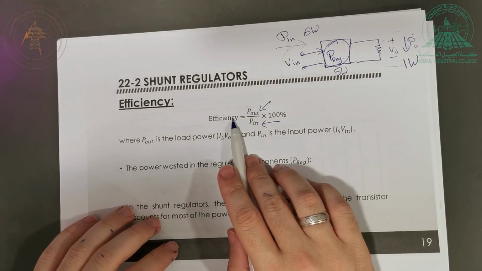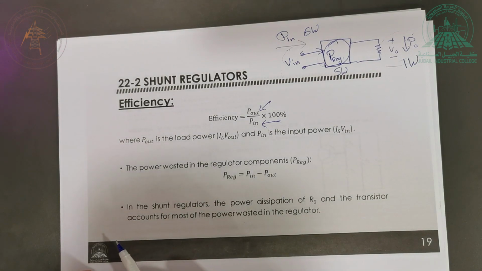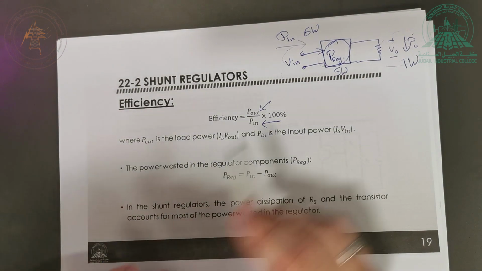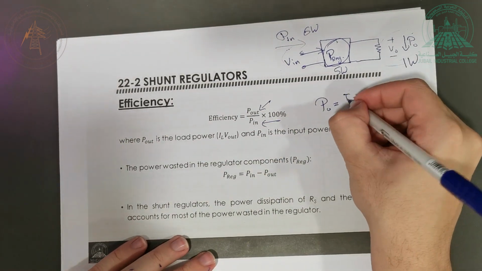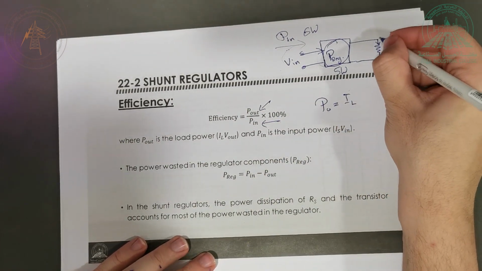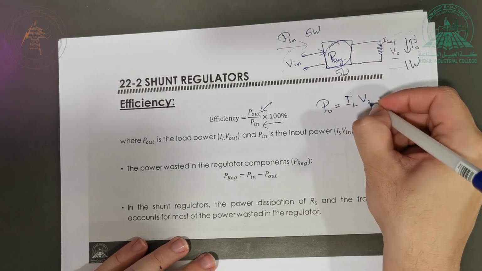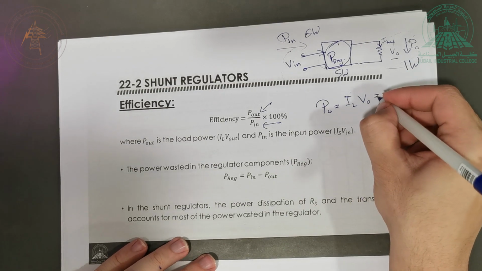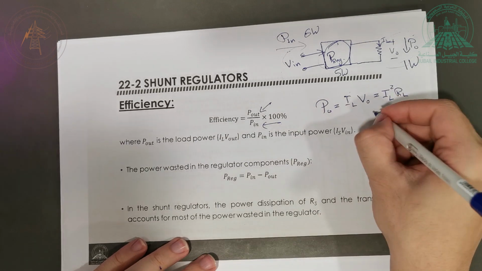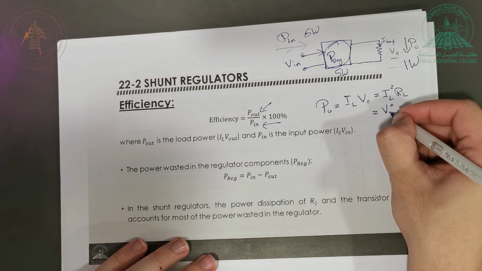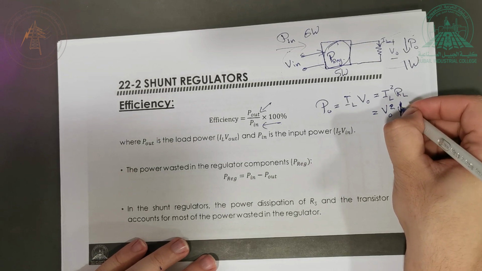So what is the efficiency? How can I find it? It is equal to output power divided by the input power multiplied by 100%. I take it as a percentage. Now what is output power? Output power is actually very easy. The output power is equal to I load multiplied by V out. Or I can say it's equal to I load square multiplied by RL. Or I can say it's equal to V out square divided by RL.